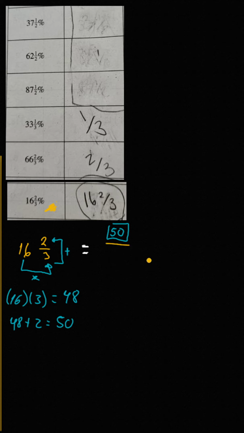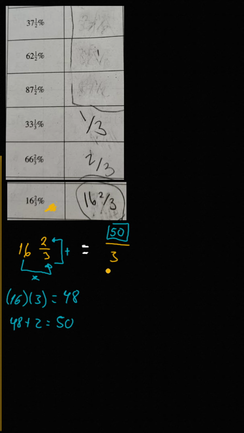So now, the denominator always stays the same, because the denominator is telling us in how many slices we are talking about in this problem, right? So if we are talking about thirds, then we are always talking about thirds. So it has to remain the same.